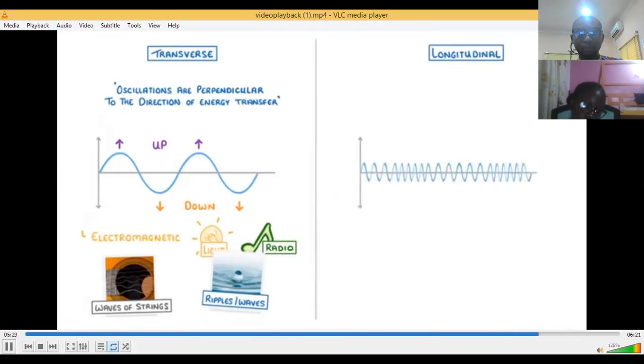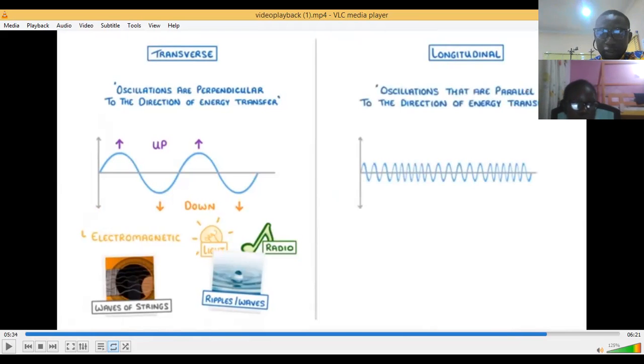Longitudinal waves, on the other hand, have oscillations that are parallel to the direction of energy transfer. I hope you're getting the differences.